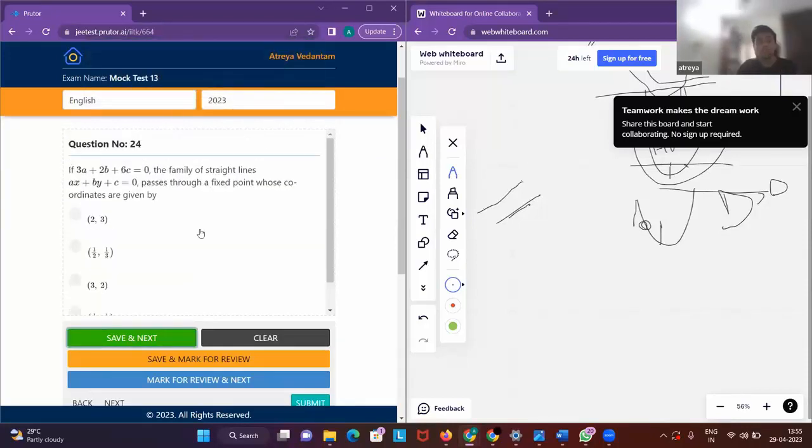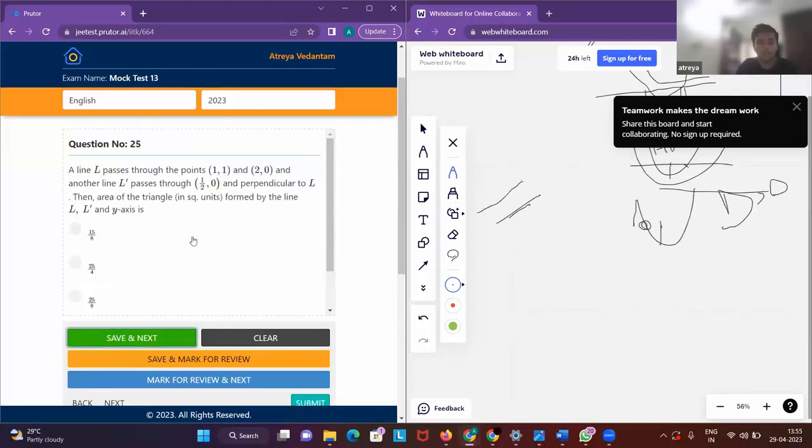If 3a plus 2b plus 6c is 0, a family of straight lines ax plus by plus c equals 0 passes through a fixed point whose coordinates are given by what? Well, we clearly see by observation, if we divide by 6, right? 3a by 6, which is a by 2, plus 2b by 6 is b by 3, plus c is 0. So x is half and y is 1 by 3 satisfies this.